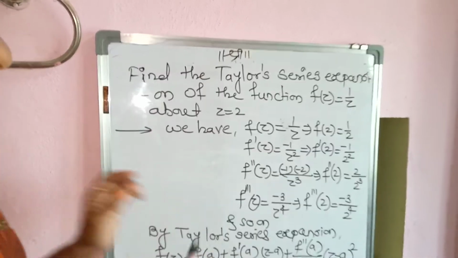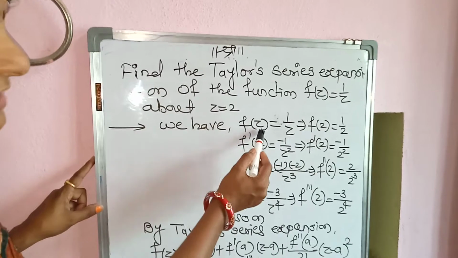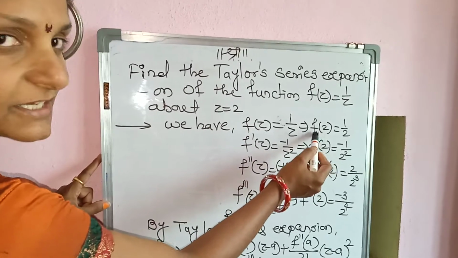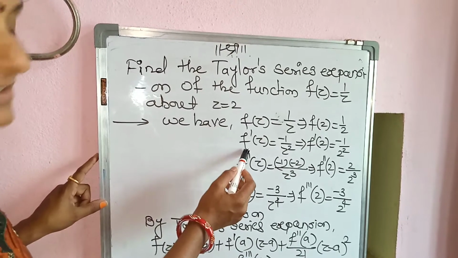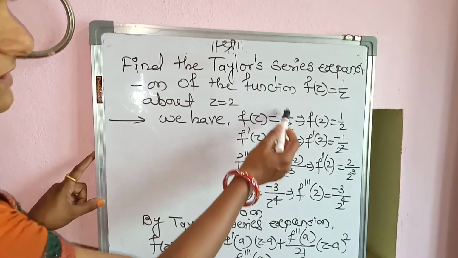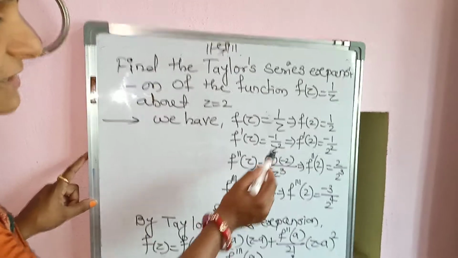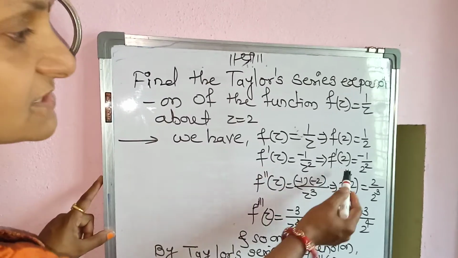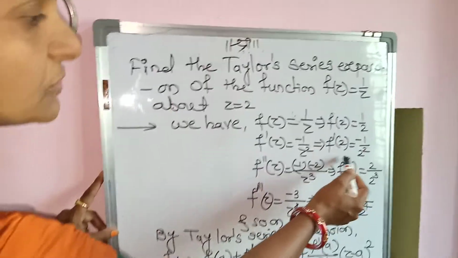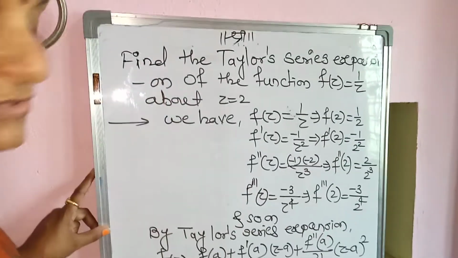I will find out the value of the function at the point z equal to 2. So I have written here f of 2 value, which is 1 by 2. Go forward, derivative of the function f dash of z, derivative of 1 by z, it is nothing but minus 1 by z square. So f dash of 2, first derivative at the point z equal to 2, which is minus 1 by 2 square.